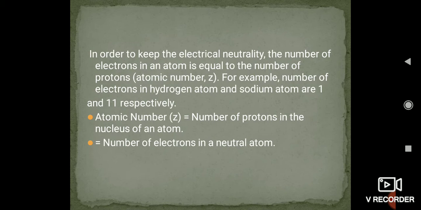For example, the number of protons in a hydrogen atom, we know, is 1. So the number of electrons in a hydrogen atom is also 1. And if you go with another atom like sodium, the number of electrons is 11, equal to the number of protons in that atom. So we can consider that atomic number is equal to the number of protons in the nucleus of an atom, and it is also equal to the number of electrons in a neutral atom. Why a neutral atom? Because the number of electrons differs in ions.